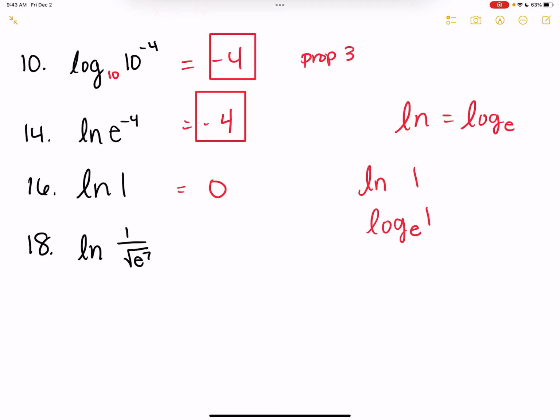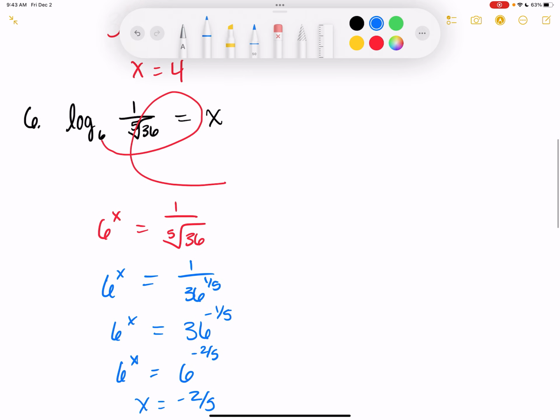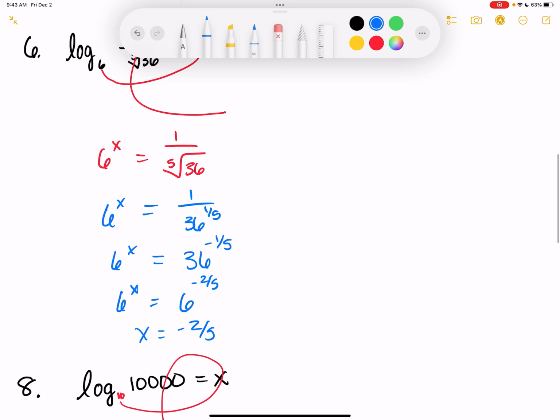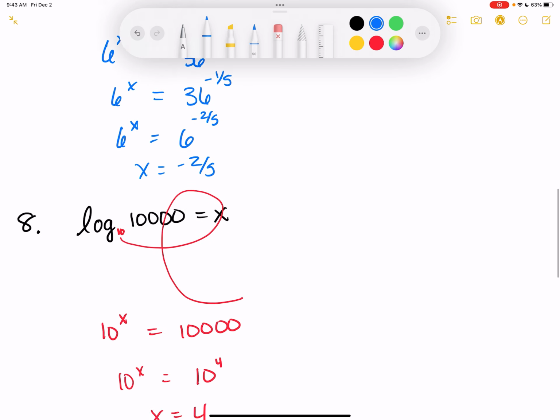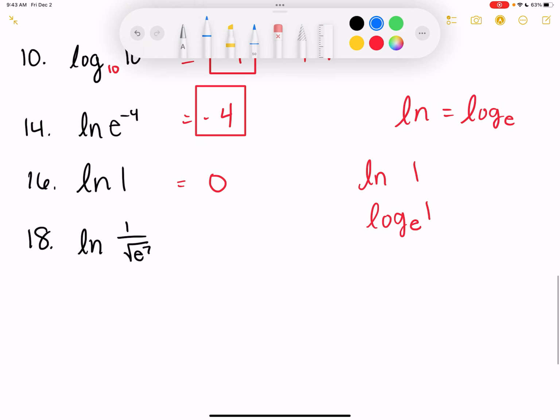Square root. So what power is that? E to the power of 1 over 7. Ignore the 7. Oh, the 7's inside. I need the square root. Okay, so this one up here was a 5th root, so we said it was 1/5. So a square root would be 1 over 2.